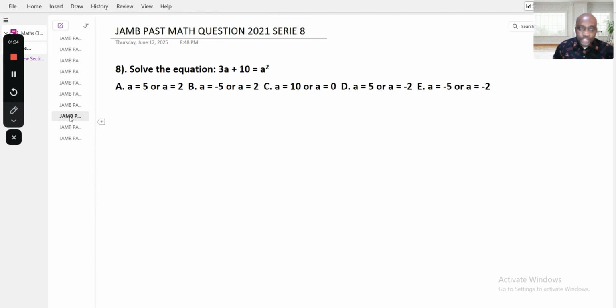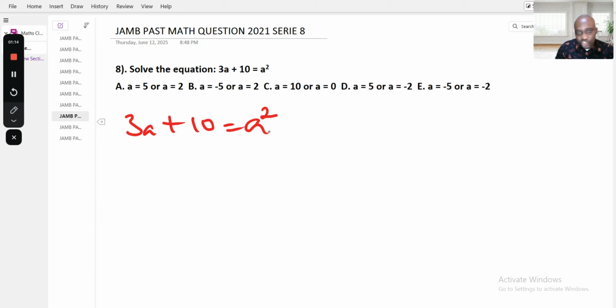Solve the equation. Let me write out the question. 3a plus 10 equals to a raised to power 2. Now we are going to do what? Pack everything in one side. How can we do that? So that we will see it as equation, proper equation.